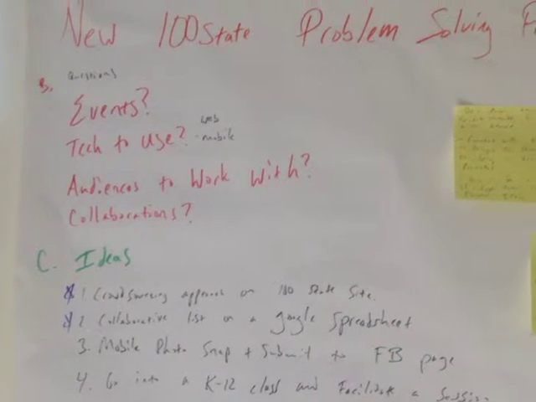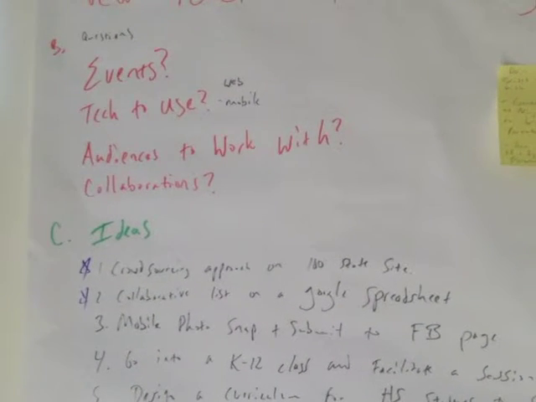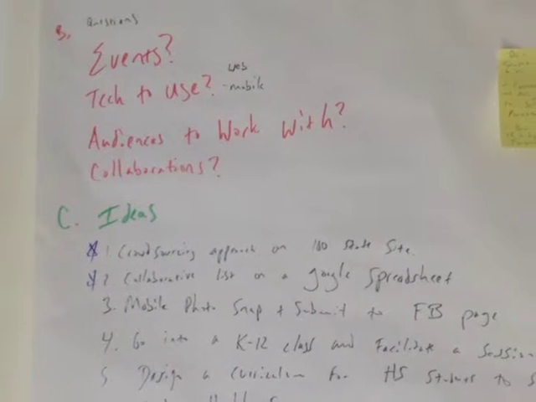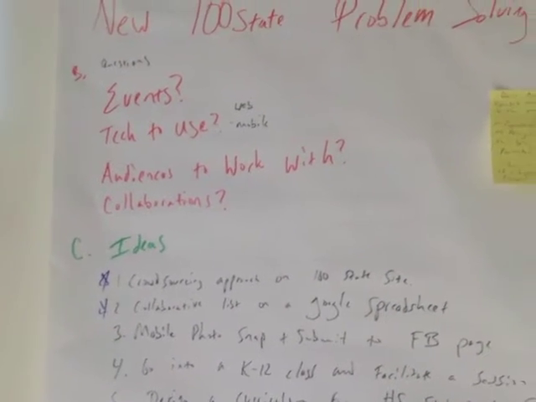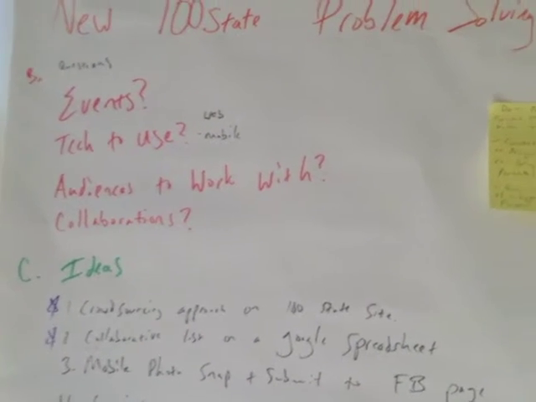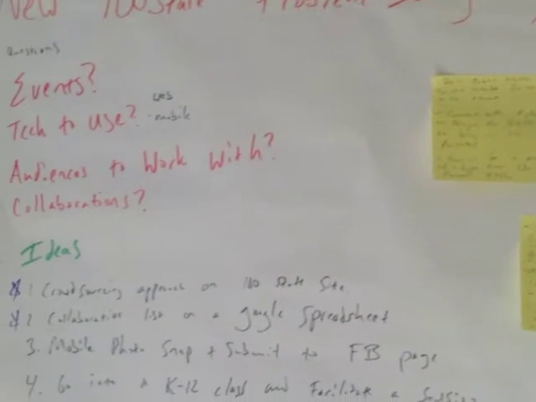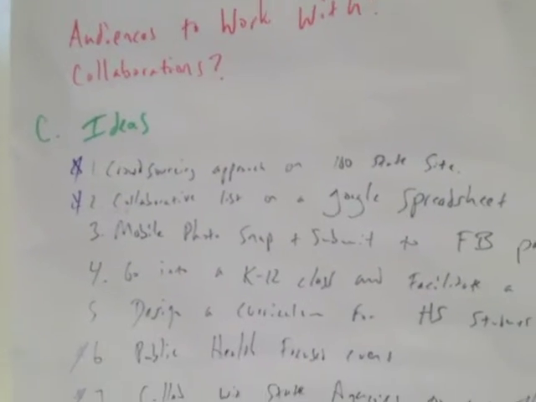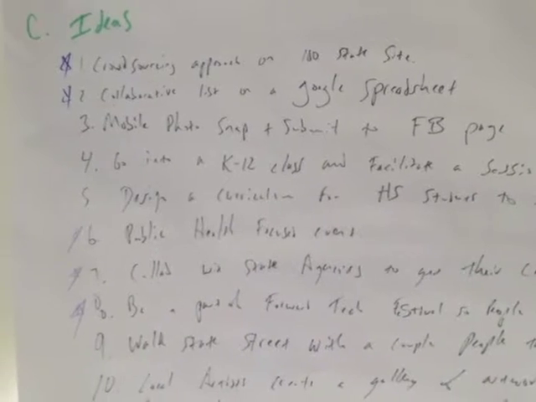And in this one, we're trying to break down that challenge into more specific questions. And those are ideas for events, ideas for technology to use, ideas for audiences to work with, ideas for collaborations. Can even do sub-questions for the technology to use one, focusing in on how can we use the web for new problem-solving programs and initiatives, or how can we use mobile devices. So after we've got those questions, we should be able to come up with ideas. We've broken it down into those opportunity areas with our more specific questions.